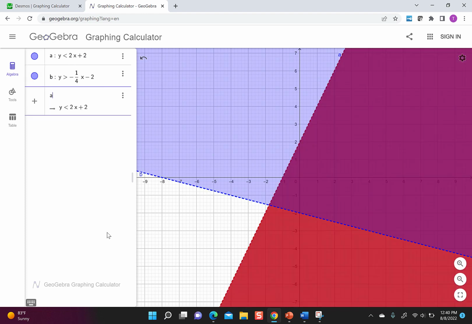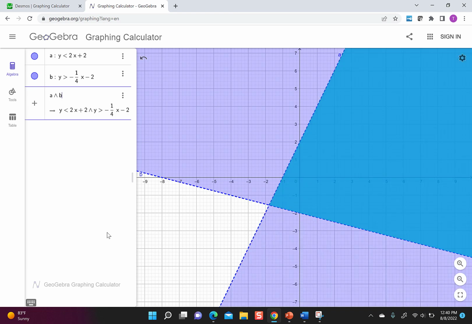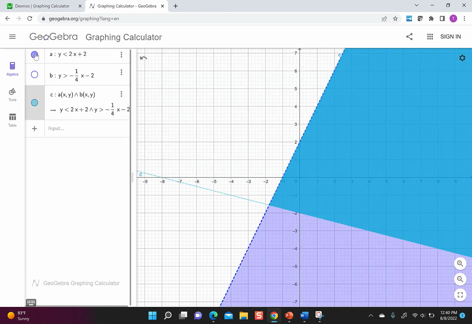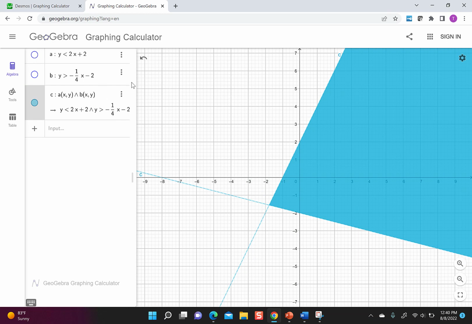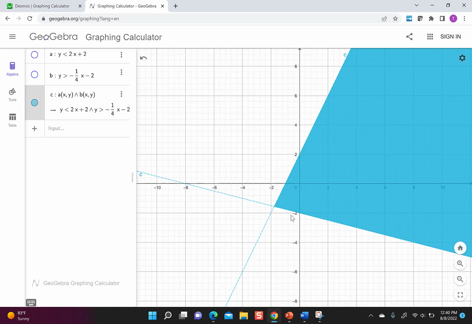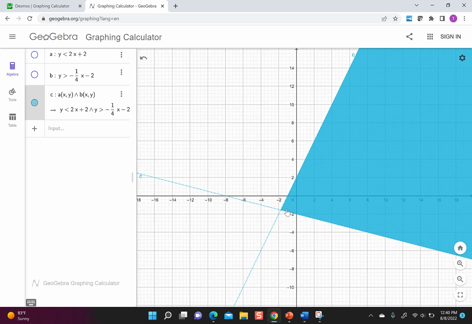So if I type A, and then I do the and sign twice, and I put in B, I can turn off the A and the B to get rid of the shading that was individual and only get the answer for the doubled up part, the and. So I kind of like that when I want to hone in on something and only have one piece, not two, is I can use GeoGebra to do that in a really nice way.